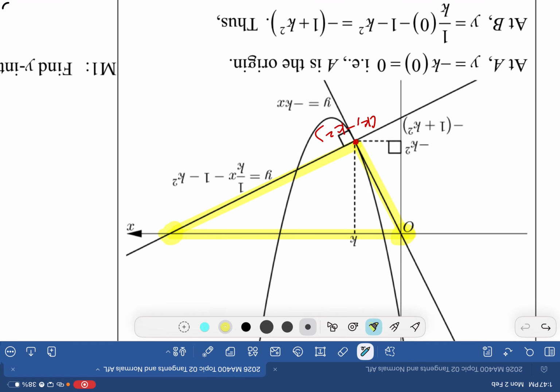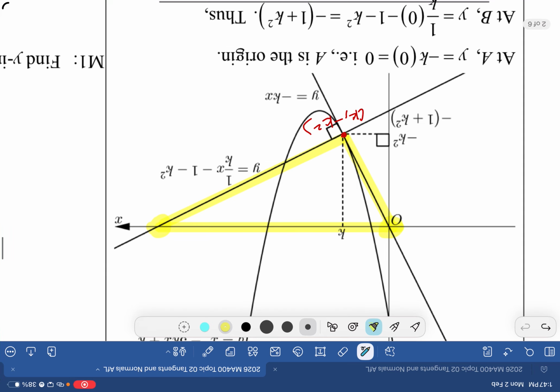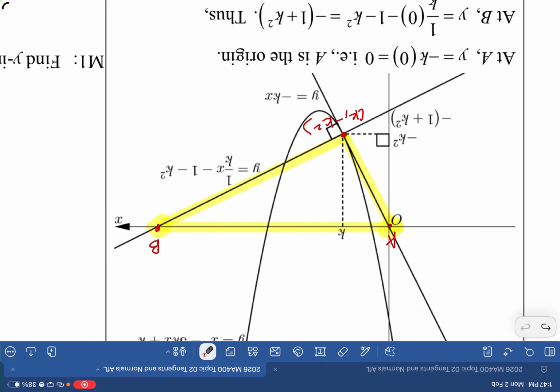It's the base, right? Then the height here, because this coordinate is just k comma negative k square, right? Then you see this negative k, can you see? Negative k square, this is the height. Okay, negative k, so this is negative k. That's why you see here k square plus 1. Okay, height times base, height times base.